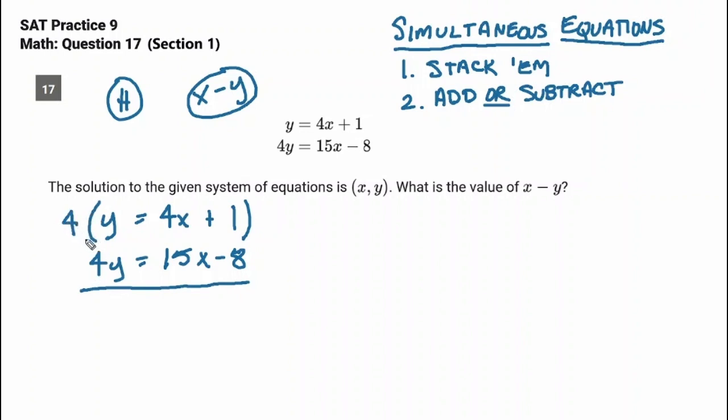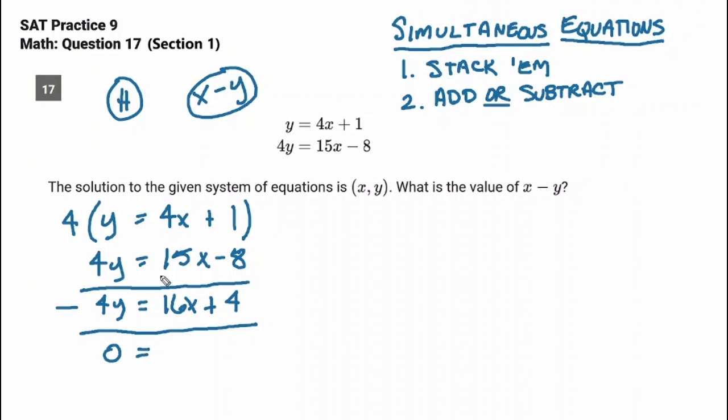Got to multiply every term, so 4 times y is 4y, 4 times 4x is 16x, and 4 times 4 is 4. I'm going to draw another line, and now I can subtract, but the other wrinkle is there's a bunch of negatives here, and it's going to make it really hard, so be careful. 4y minus 4y is 0.